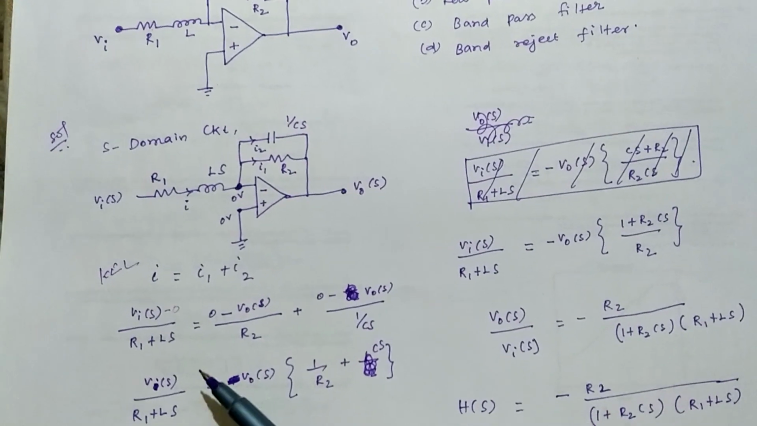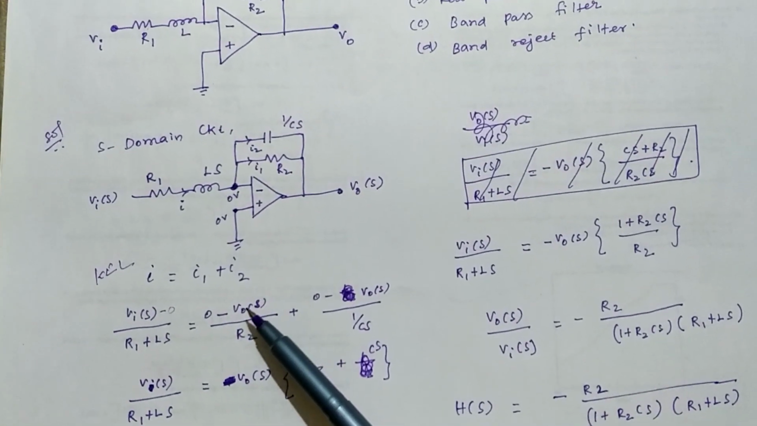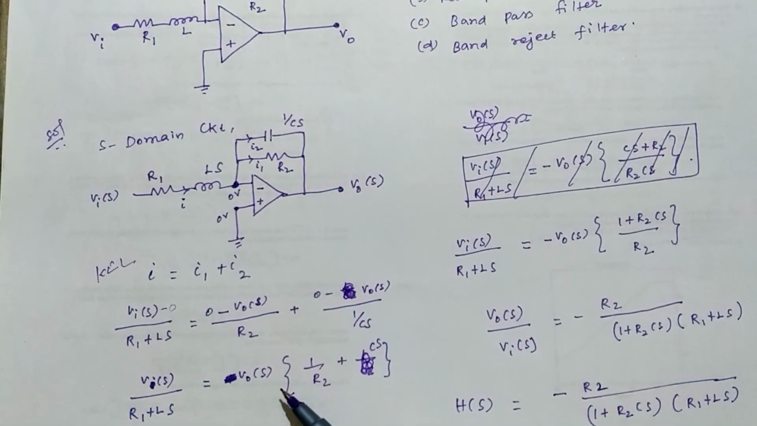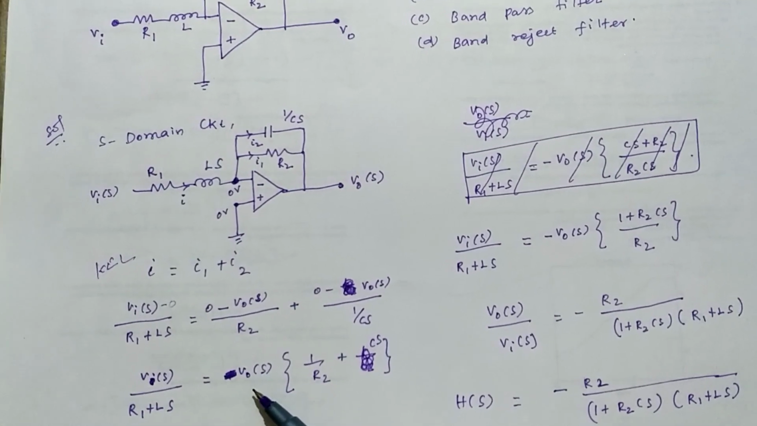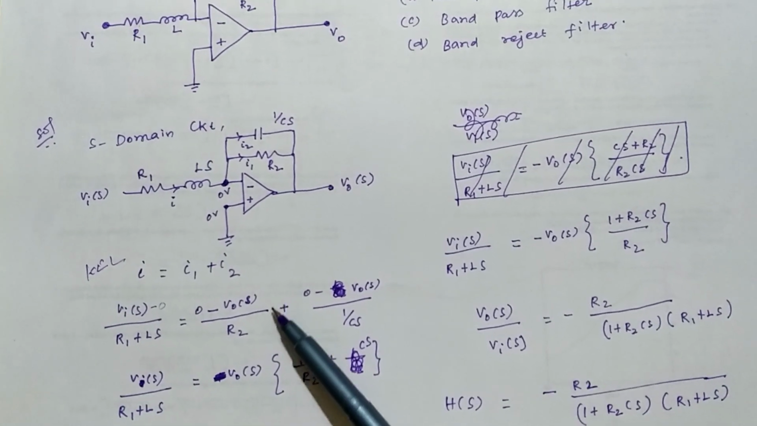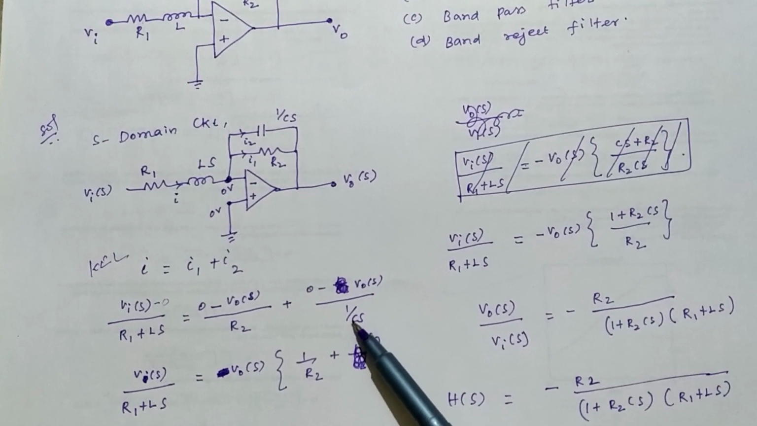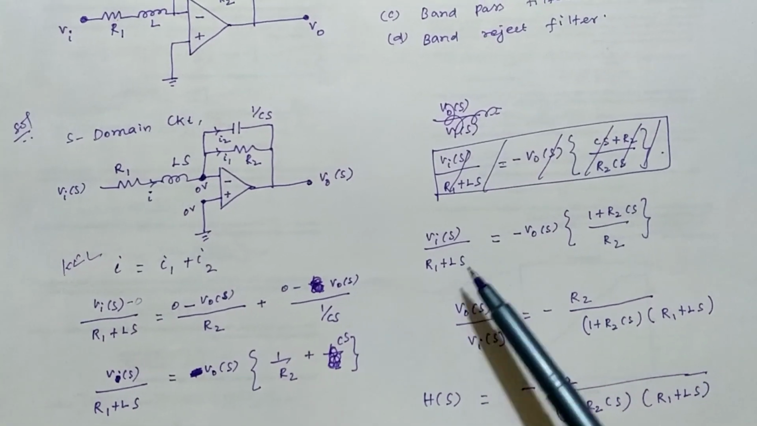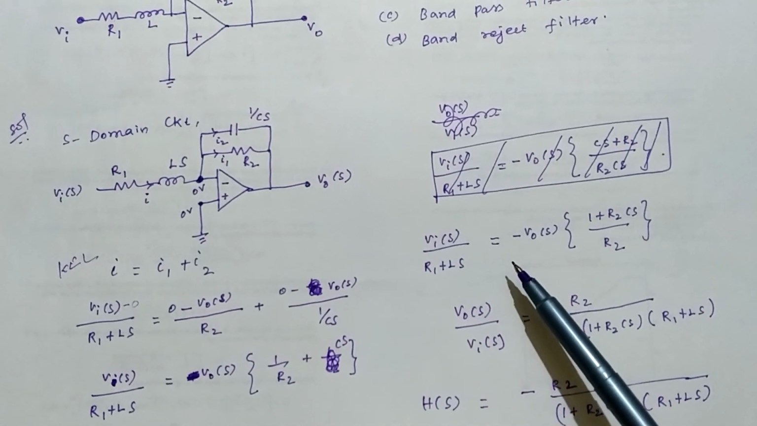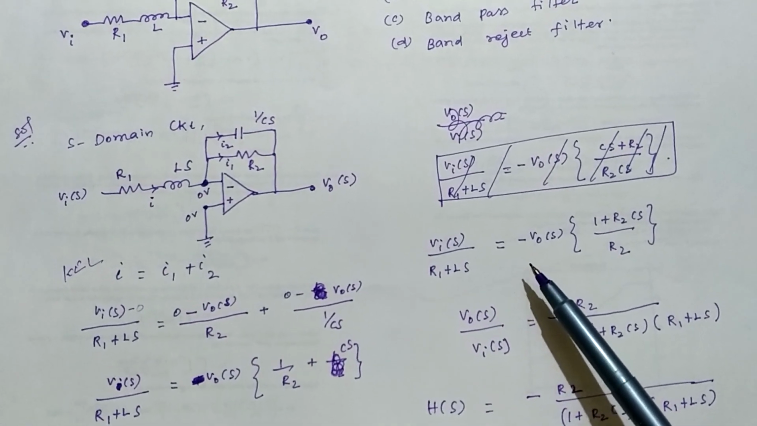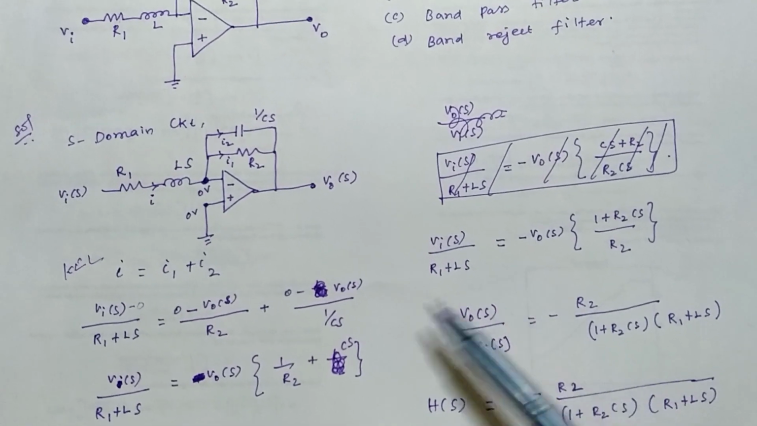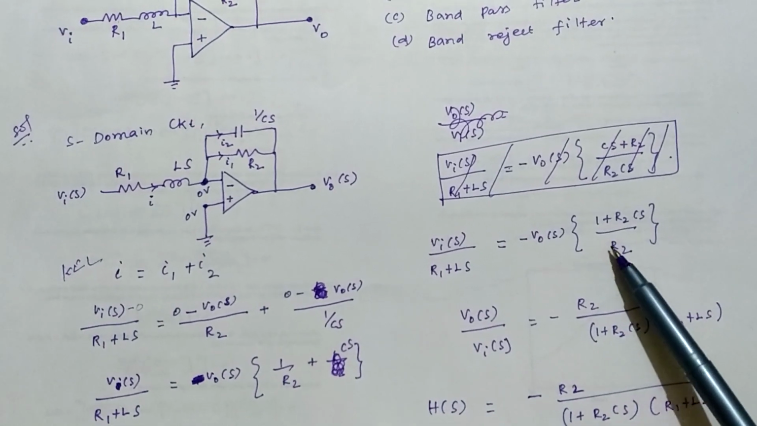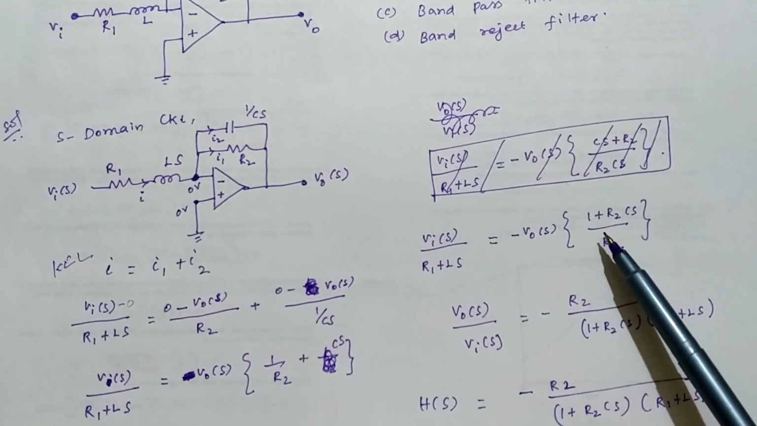Now reduce this equation. We will take this minus V0 outside. Minus V0 we will take out. So here we have 1 over R2, and here this 1 by Cs goes to the numerator, we have Cs. So once again we write this equation, taking LCM and writing like this.